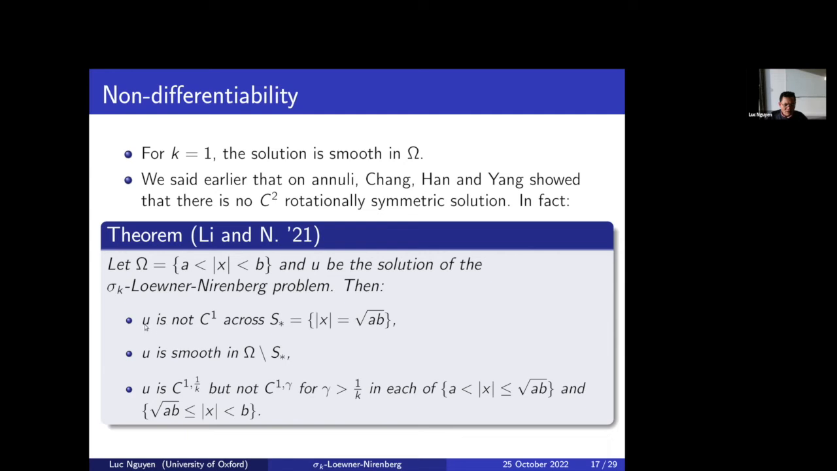So the solution U is not C1 across the hypersphere modulus of x equal to root AB, where A and B are the limits of the annulus. And away from this singular sphere, the solution U is smooth. Now, if we look only at one side of the sphere, then the solution U is C^{1,1/k}, but no better on each of the sides. So this means that the singular set is a regular hypersurface. In here, it's just a sphere.